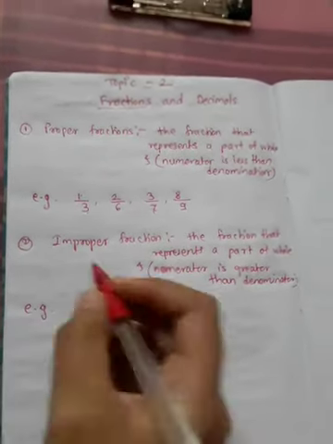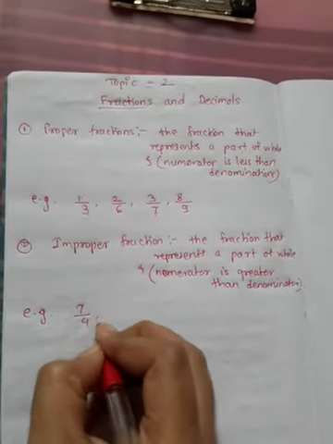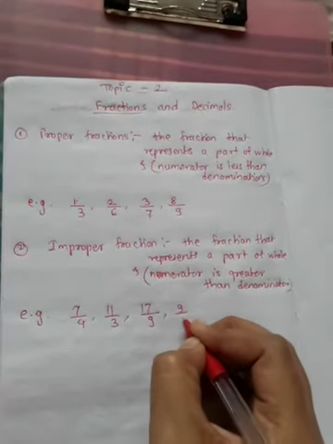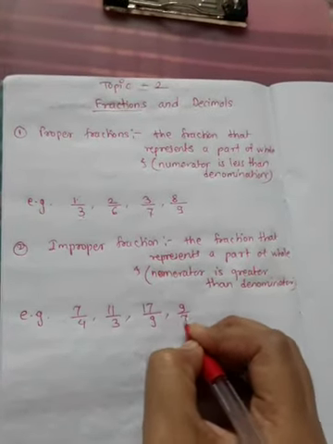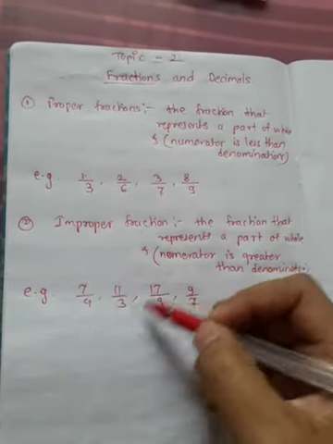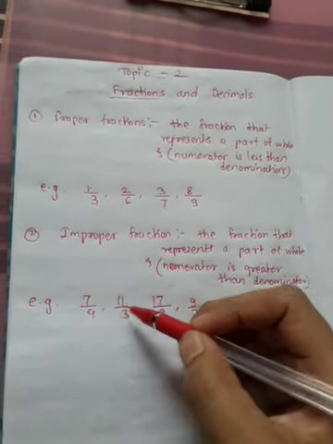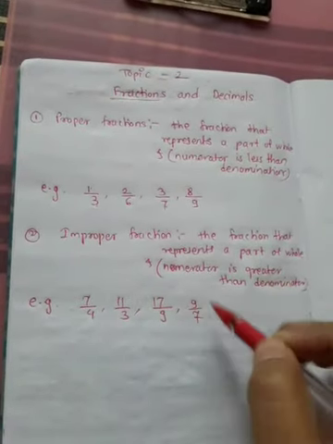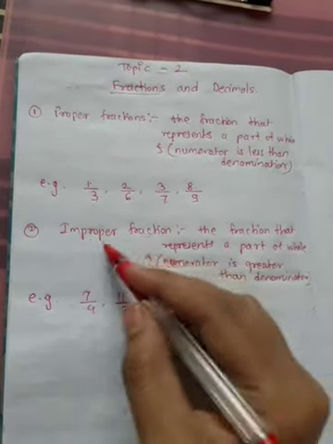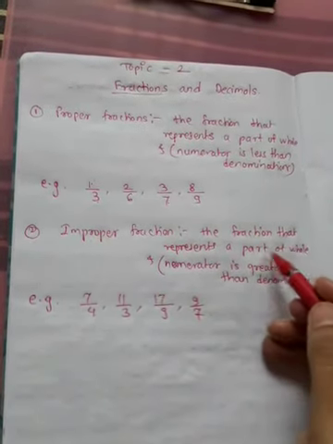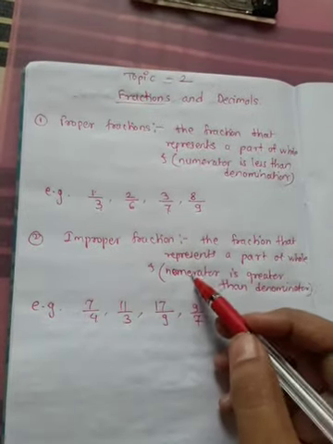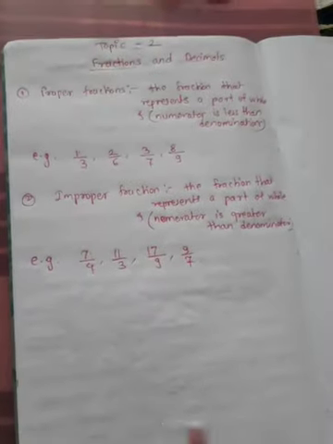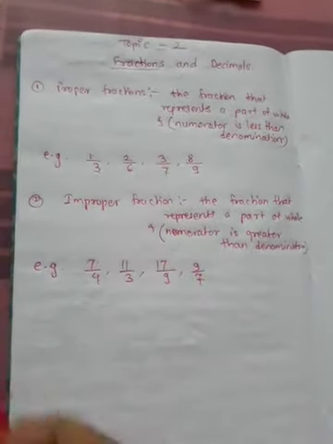So what is an example of improper fraction? 7 by 4, 11 by 3, 17 by 9, 9 by 7. Okay, see, in these fractions numerator is greater than denominator. See, 11 is greater than 3, 17 is greater than 9. So in improper fraction the numerator is always greater than the denominator. So this is proper fraction, this is improper fraction.